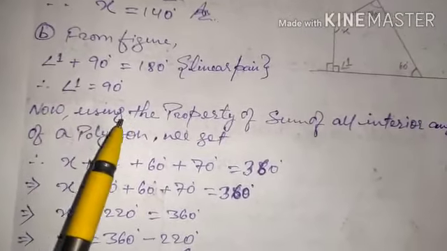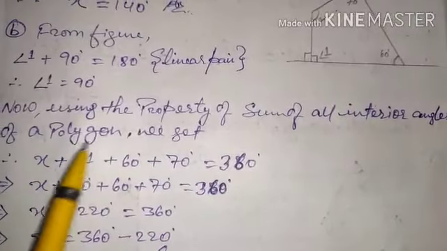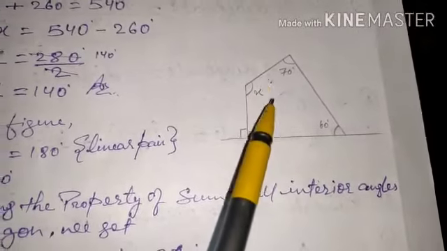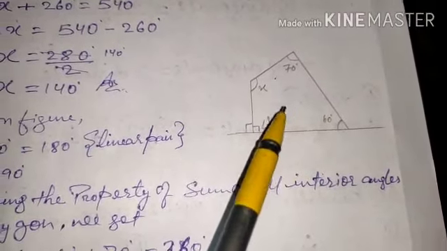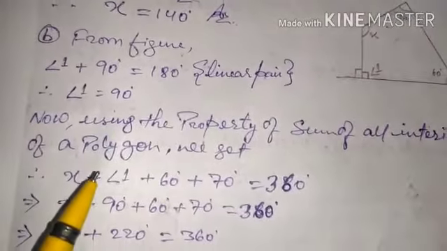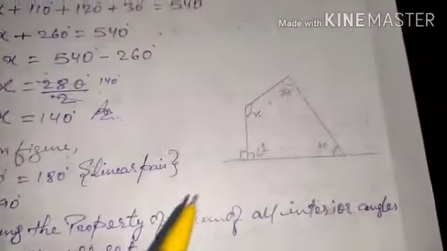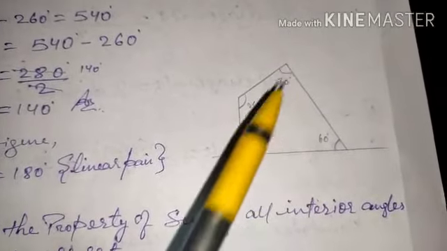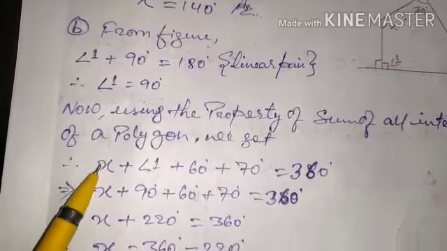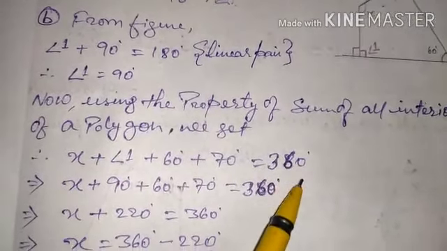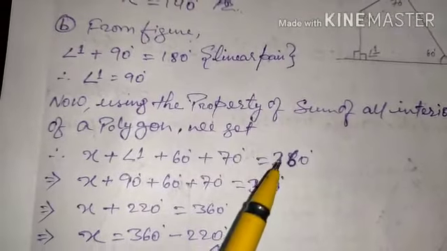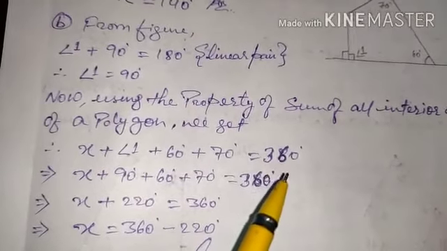So now using the property of sum of all interior angles of a polygon, and the polygon over here is a quadrilateral. See, 1 2 3 4, how many sides is it having? 4 sides. So we get, see all the angles, x, 1, 60, 70. So when we add all the angles, angle x plus 1 plus 60 plus 70 is equal to 360 degrees. By mistake earlier I had written something else, so that's why it's looking like this.